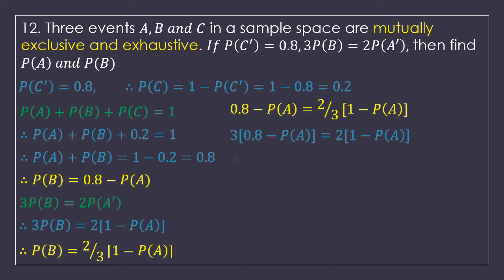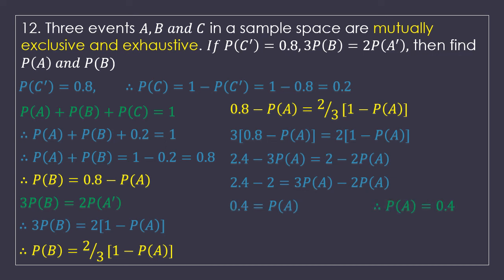Just open both the brackets, 0.8 3s are 2.4, that is minus 3P(A) is equal to 2 minus 2P(A). I am going to change the sides here. 3P(A), which is negative, will be changed to the opposite side to become positive. 2, which is on the right side as positive, will be changed to the left side to become negative. So 2.4 minus 2 is 3P(A) minus 2P(A). Now 2.4 minus 2 is 0.4, of course, and 3P(A) minus 2P(A) is P(A). So my answer here is P(A) is equal to 0.4. I hope you guys got this properly.